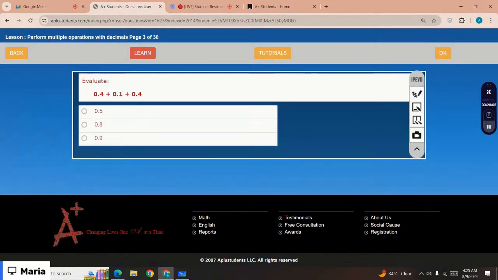The next one is 0.4 plus 0.1 plus 0.4. So which is the correct option?